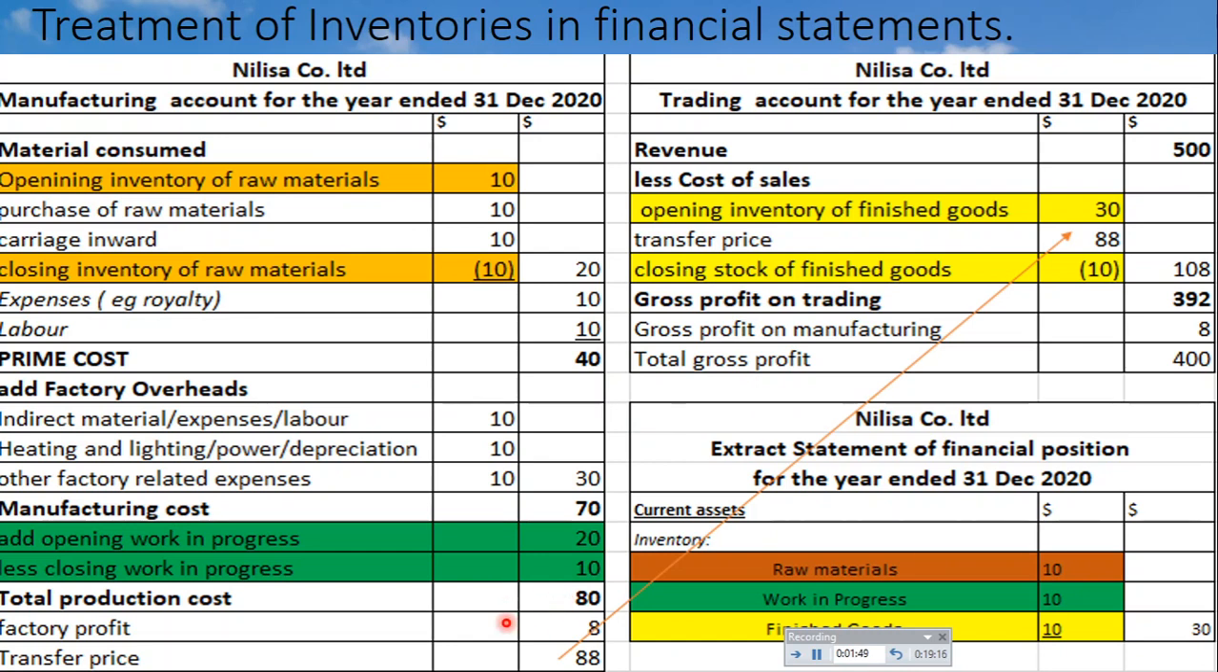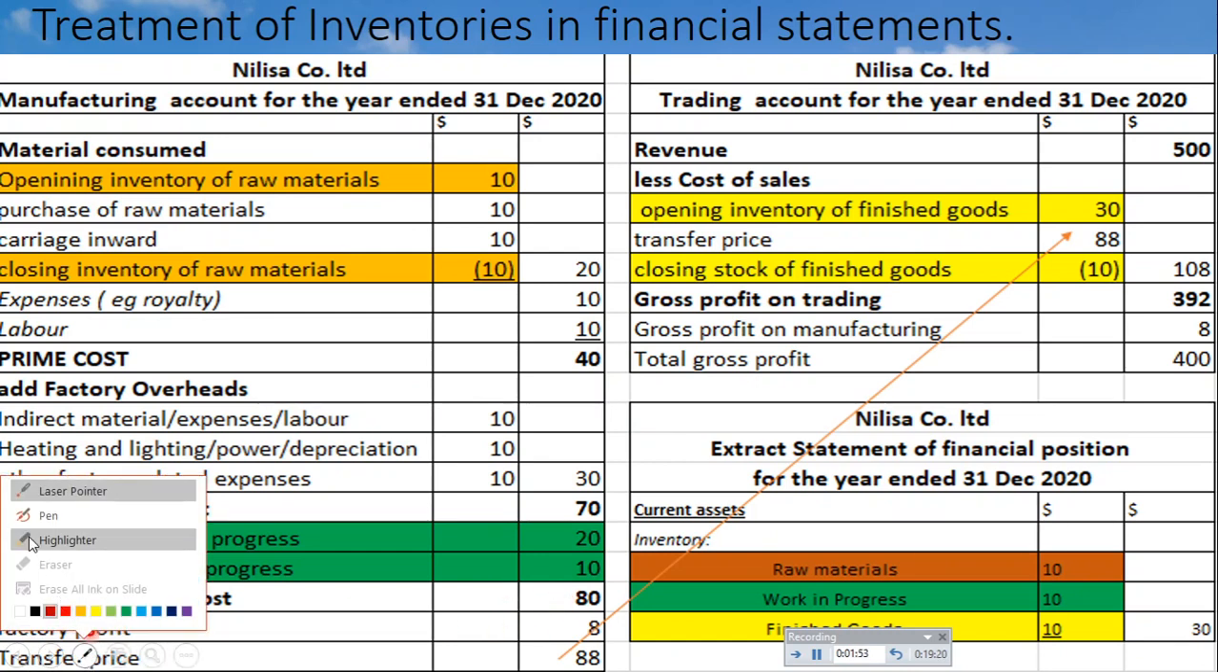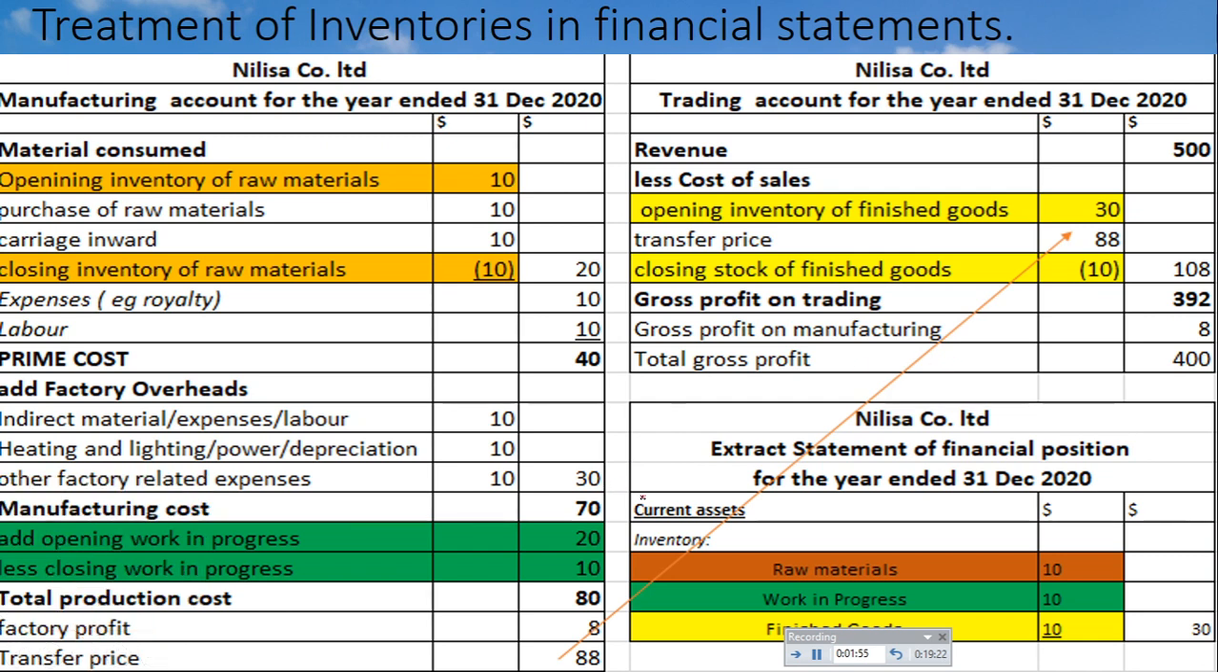Suppose you transfer it at 80. You can also transfer it at 80. The factory has two ways of transferring, as I told you. It can transfer at 80, at the production cost. If it's transferring at 80, the production cost, it means the profit component is not involved here. So in that case, what happens is, now where's my marker?